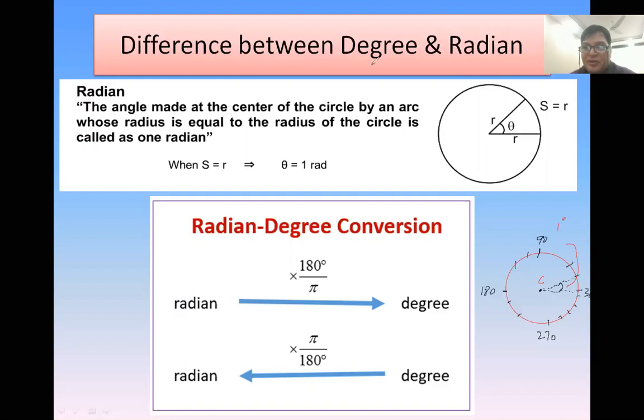What is the difference now? You know that degree is the angle made by the parts. But now come towards our syllabus. In our syllabus is the radian. What is the difference now?